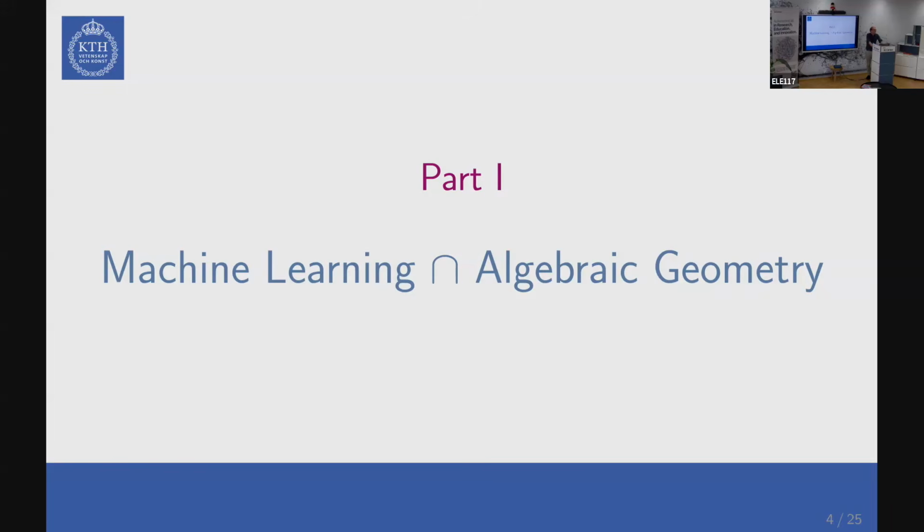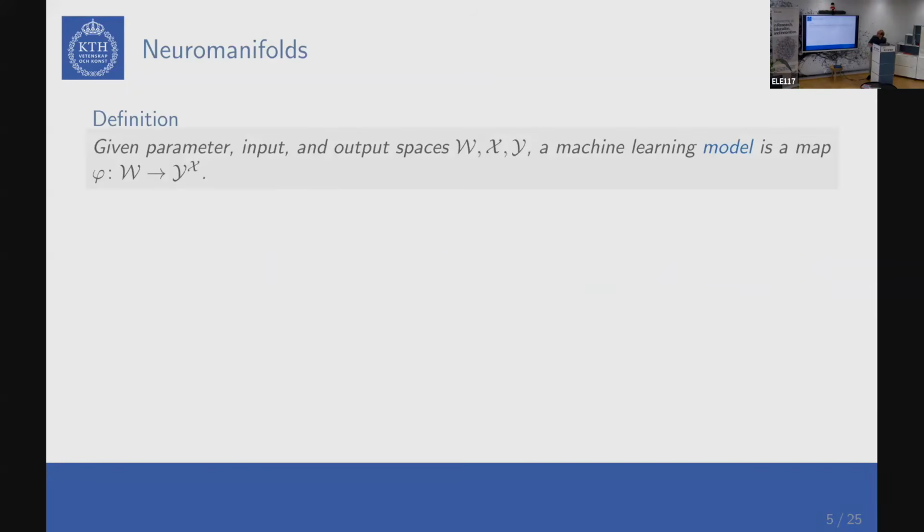If I want to do algebraic geometry, or any kind of geometry, the first thing I need to give you is a space. So I need to focus on some particular space that appears in the context of machine learning. And this space is the following one. First of all, let me define what a machine learning model is for me. The most general concept of a machine learning model is just a parameterized class of functions.